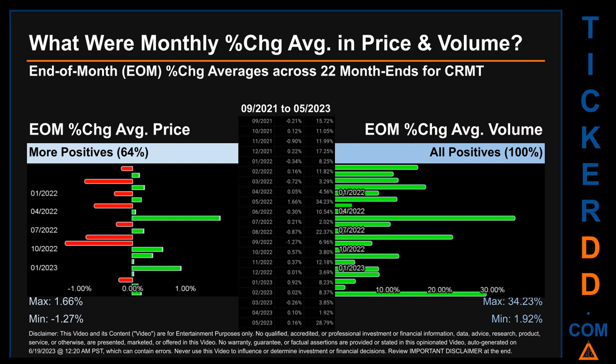Price saw an end-of-month max of 1.66% in average percentage change along with a minimum of -1.27%. For volume, the maximum and the minimum monthly percentage change were respectively 34.23% and 1.92%.